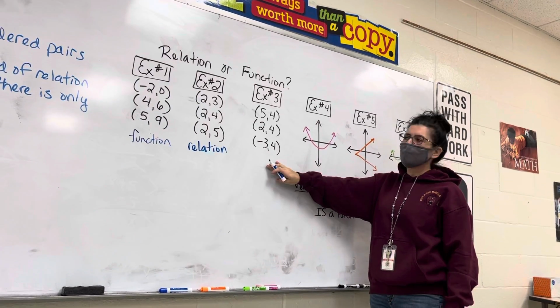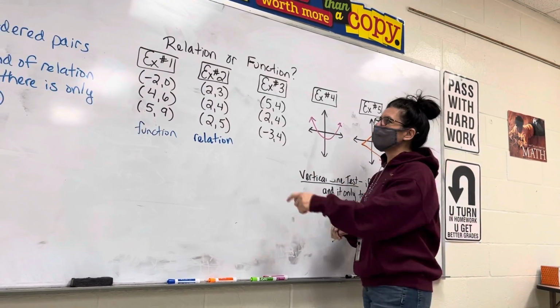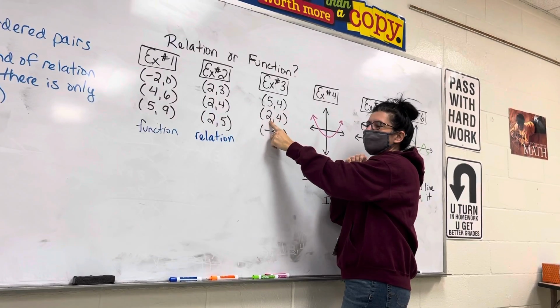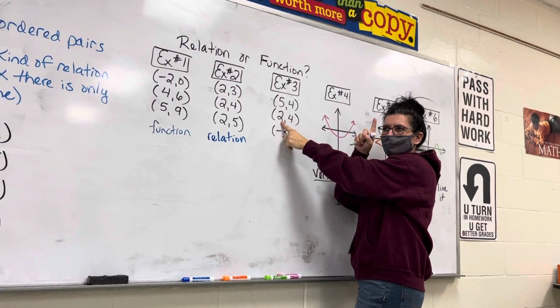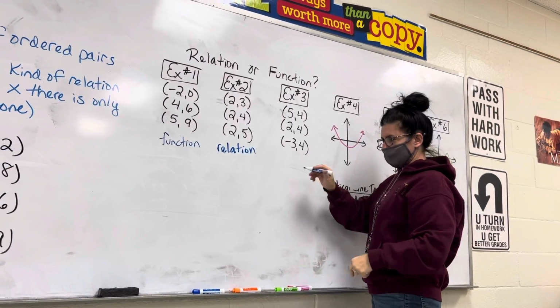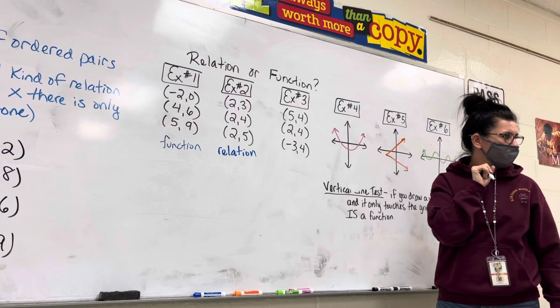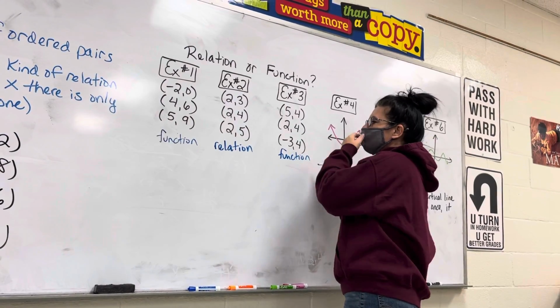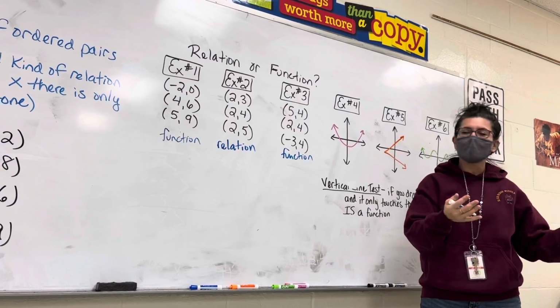How about example 3? For an x of 5, how many choices do I have? 1. One choice. X of 2, how many choices do I have? 1. X of -3, how many choices do I have? 1. So this one is a relation or function? It's a function. So I did these on purpose so that you guys don't get tricked when you're doing them on your own.